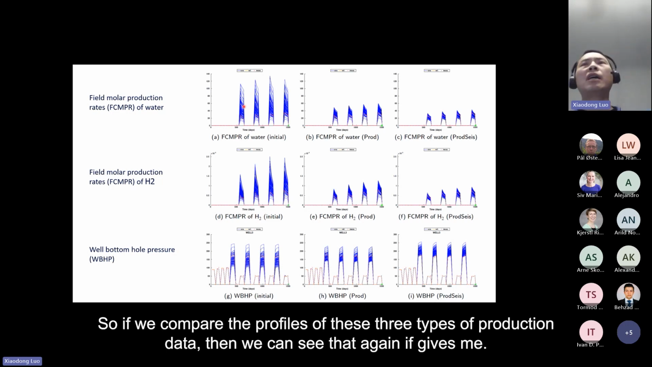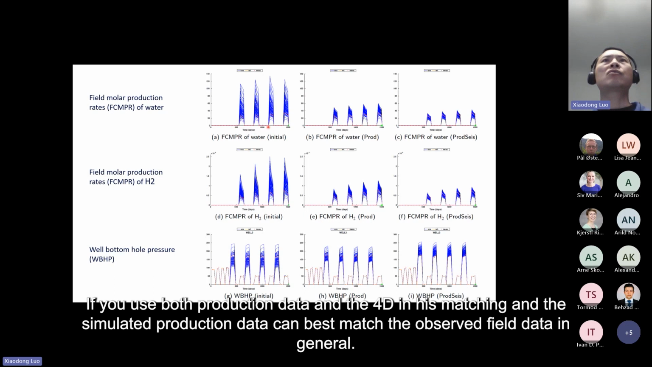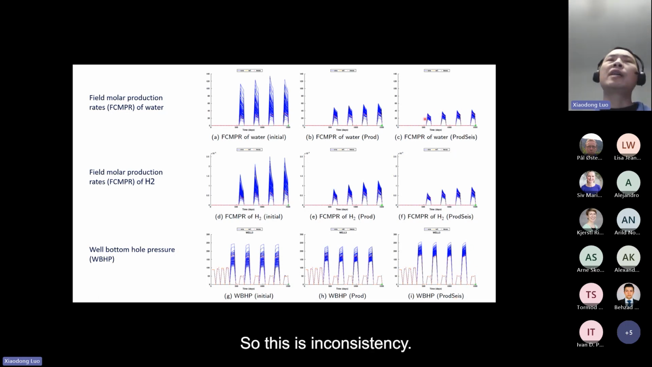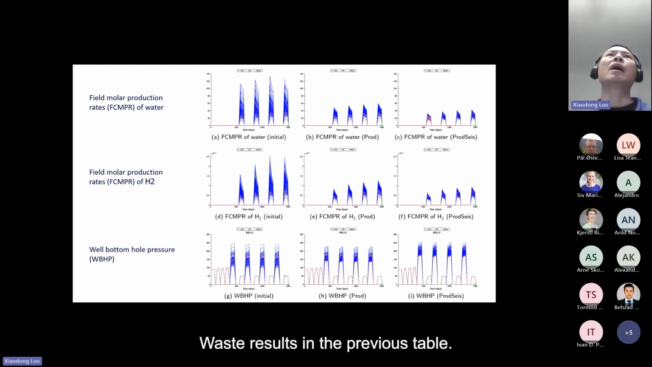If we compare the profiles of these 3 types of production data, then we can see that again, if we use both production data and the 4D seismic in history matching, the simulated production data can best match the observed field data in general. This is consistent with the results in the previous table.